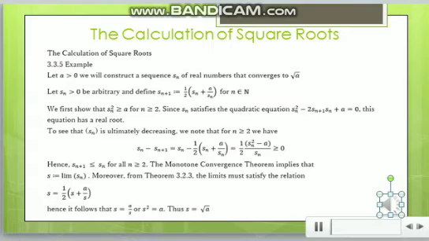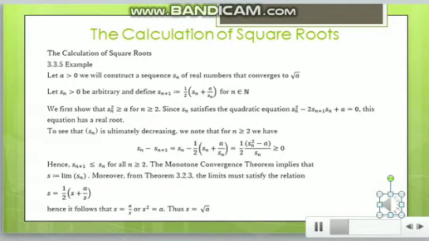The calculation of square roots. Example 3.3.5. Let a > 0. We will construct a sequence S_n of real numbers that converges to the square root of a. Let S_1 > 0 be arbitrary and define S_{n+1} = 1/2 (S_n + a/S_n) for n ∈ ℕ.